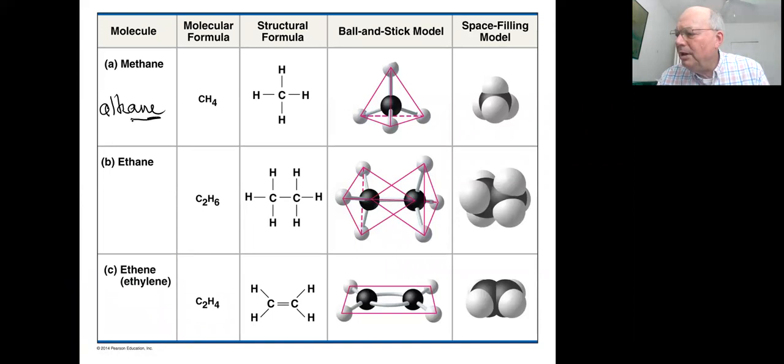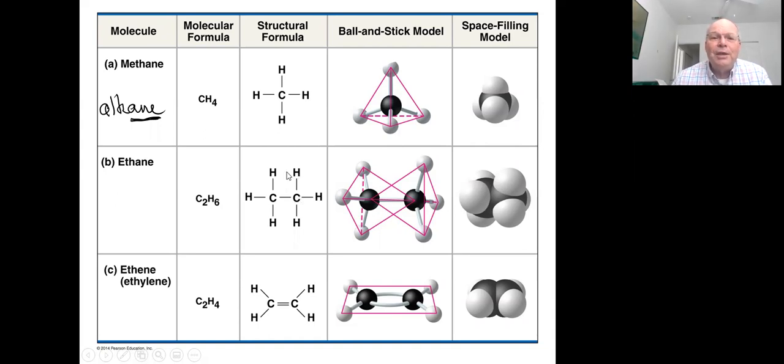And notice that we have the suffix, or ending, ane. As soon as you see ane, that tells you that you've got carbons in the chain linked together by single covalent bonds. So when we look at the second member of the alkane group, ethane, the ETH is the prefix that tells us that it's 2 carbons. The ANE is the suffix that tells us that the 2 carbons are linked together by a single covalent bond.